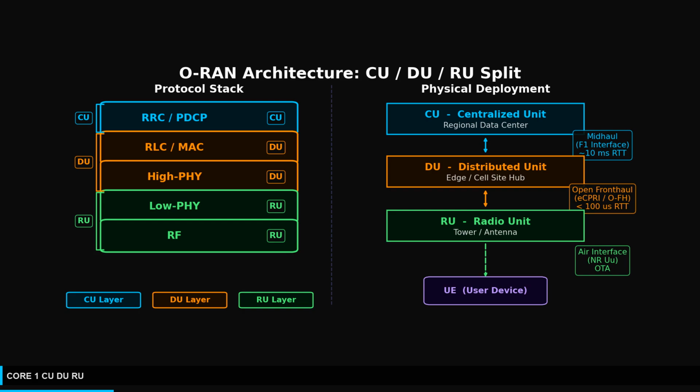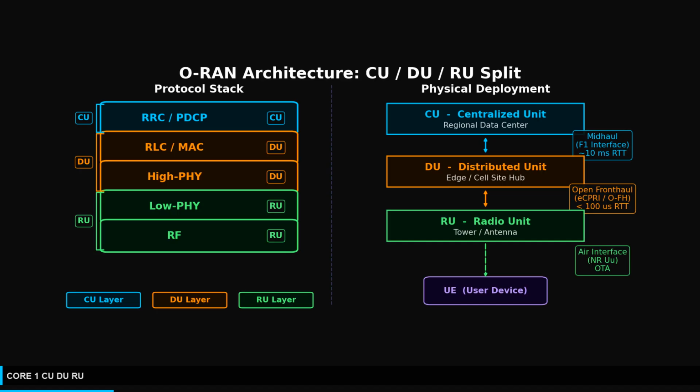The DU, the distributed unit, handles the real-time layers: RLC, MAC, and the high PHY. This is where scheduling decisions happen every single transmission slot. At 30 kHz subcarrier spacing, that's a decision every half millisecond. The DU has to be close to the radio because the timing budget is brutal.